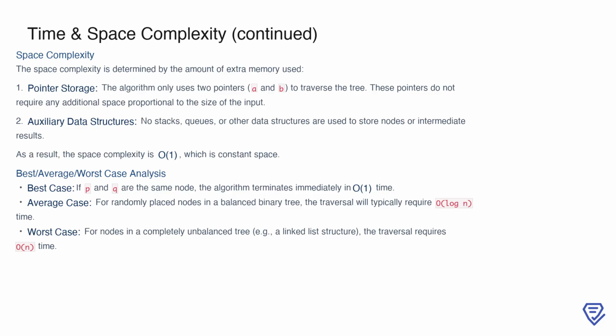Next, let's break this analysis down further into best, average, and worst cases. In the best case, where P and Q are the same node, the algorithm terminates instantly, requiring just O(1) time. For the average case, which typically occurs in a balanced binary tree, the traversal will take around O(log n) time since the height of the tree is logarithmic in relation to the number of nodes. In the worst case, which happens in a completely unbalanced tree such as a linked list, the traversal time grows to O(n), as the height of the tree equals the total number of nodes.